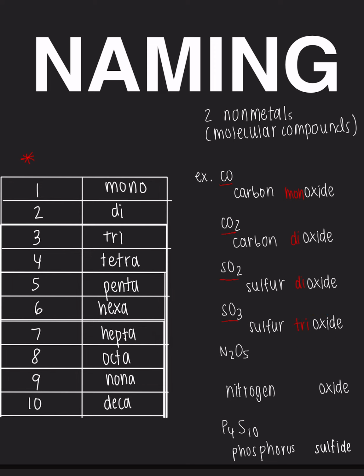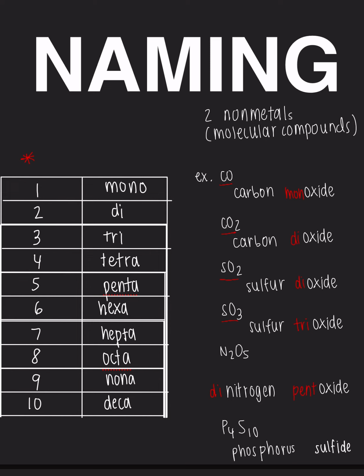Okay, so a more complicated one. So this one you have N2O5. So this is going to be dinitrogen. And again, you're not going to put pentaoxide. It's going to sound weird. So you're just going to write pentoxide. So if you have 2 vowels, you need to cut it because you don't want it to sound all awkward and weird. And my last example for this video is going to be P4S10.